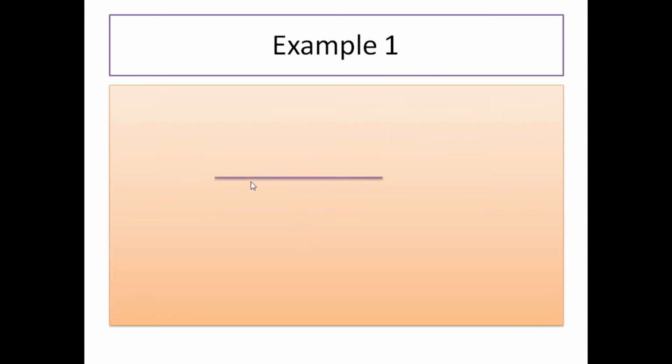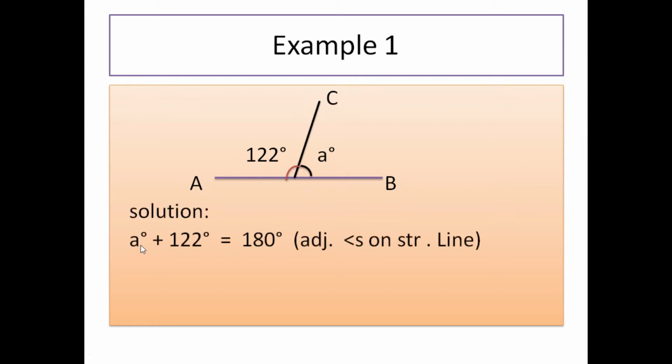You can see here this is a straight line. This is one angle and this one is the second. The value of the first angle is 122 degrees and the second is A. We have to find the value of A. So you know also when we add these two values, 122 and A, the sum is equal to 180 degrees. Here you can see A plus 122 degrees equals 180 degrees, and in short form we can write it as adjacent angles on a straight line.